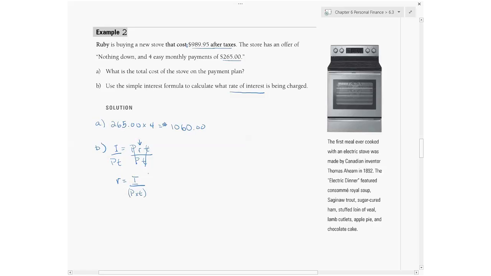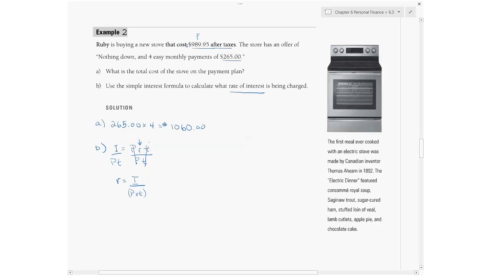So that might be something you want to throw onto your study guide, so when you're writing your quiz, you don't have to try to figure it out from here. You can just go straight to, oh yeah, the rate is the interest divided by the principal times the term. Okay, well, the principal is the amount that you're actually borrowing. In this case, it's going to cost you $989.95, but you're getting $990 worth of product. So this is your principal here in this situation.